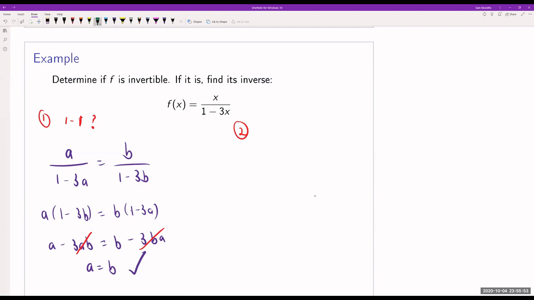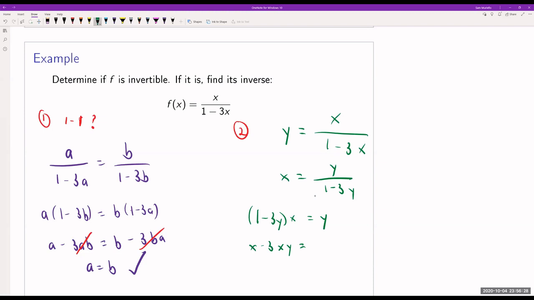Start with the original function. Y is equal to x over 1 minus 3x. And then immediately switch x and y. Your goal is going to be to solve for y. So I'm going to go ahead and multiply 1 minus 3y times x is equal to y. And then I'm going to go ahead and factor, not factor. I'm going to distribute. So that'll give me x minus 3xy is equal to y.